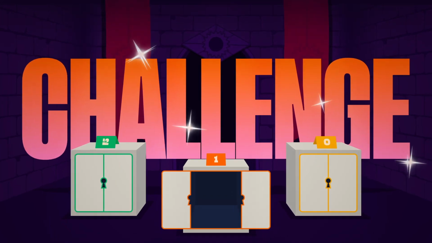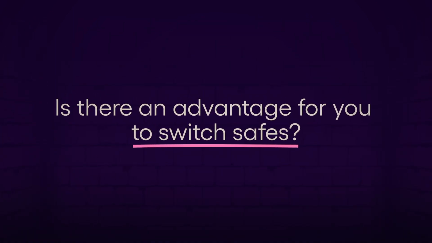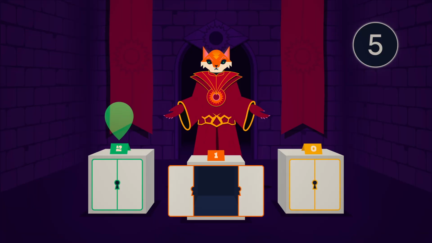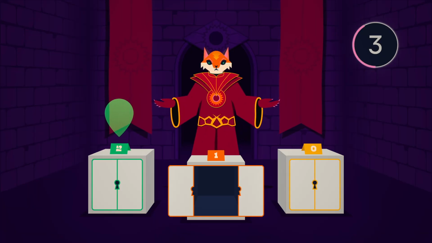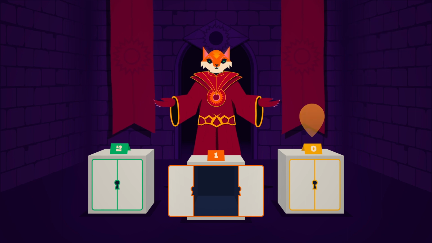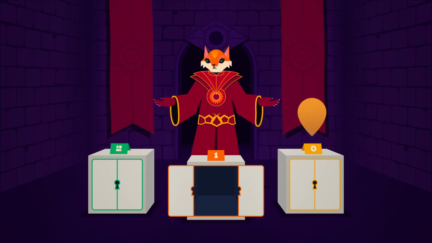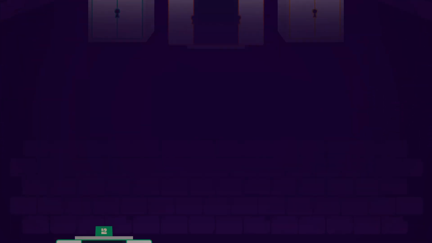Your challenge? Determine if there's an advantage for you to switch safes. You can pause to think about it, or listen to the answer now. Yes, it's a good idea to change safes. Although it may seem counterintuitive, this strategy gives you a greater chance of finding the diamond.